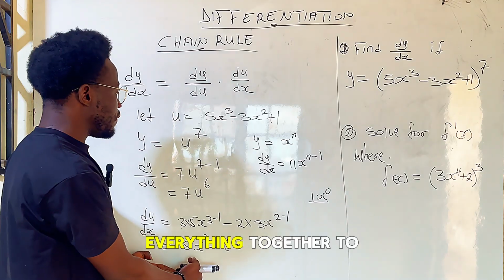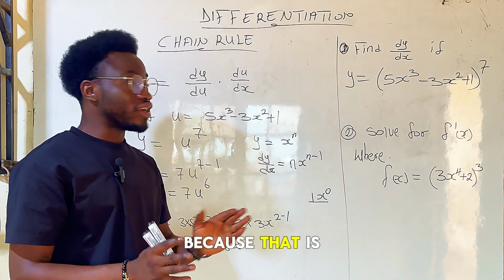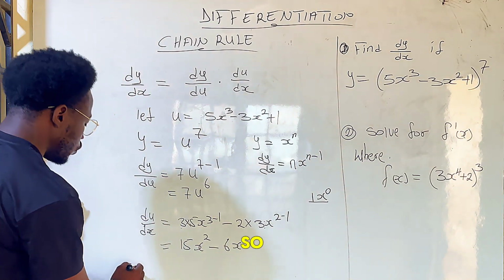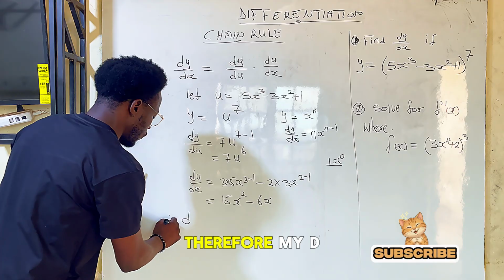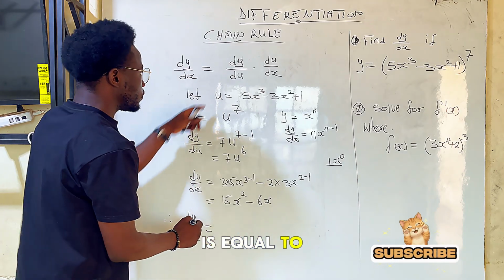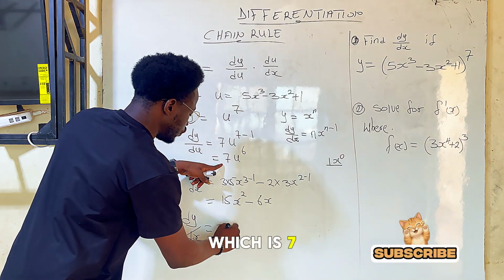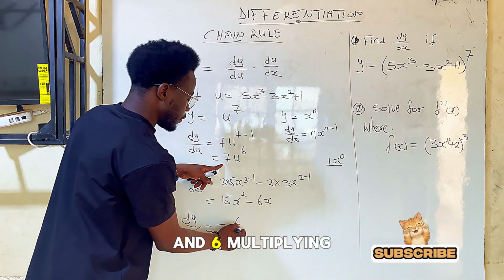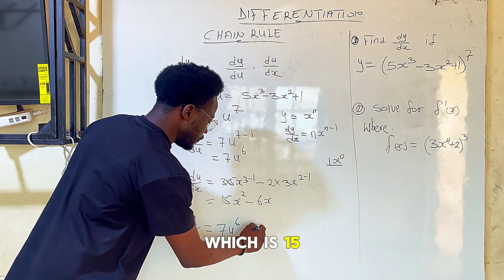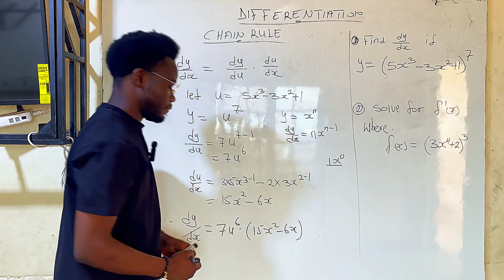We now join everything together to find what? dy dx, because that is what the question is asking us to find. So, therefore, my dy dx is equal to dy du, which is 7u exponent 6, multiplied by du dx, which is 15x squared minus 6x.